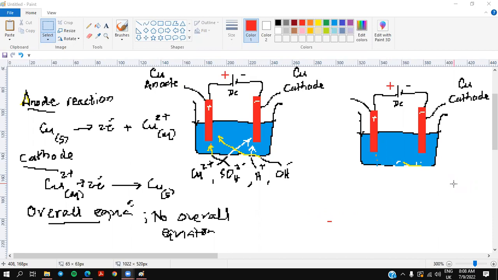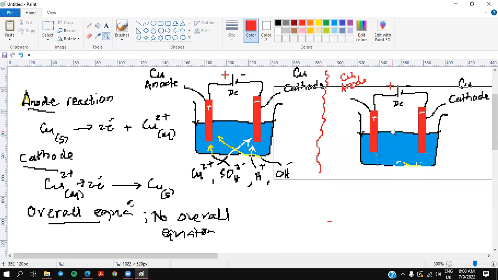Let's try to find out what happens in terms of changes in the solution as the electrolysis occurs. We have the copper anode. Anode is on the left-hand side. Copper anode, because copper anode is reactive, what happens to copper anode? It is going to dissolve.